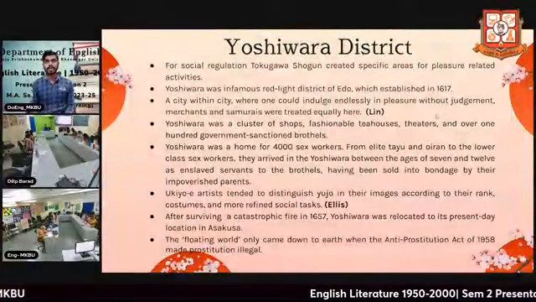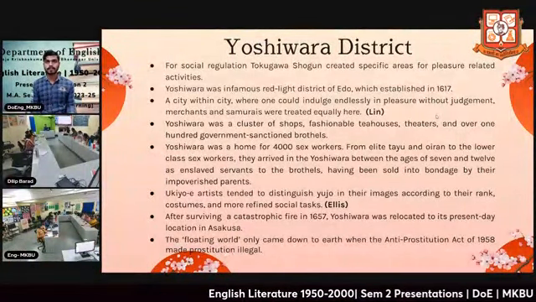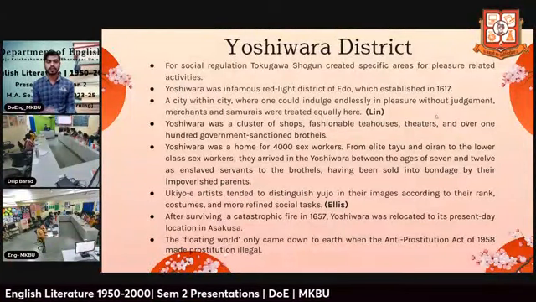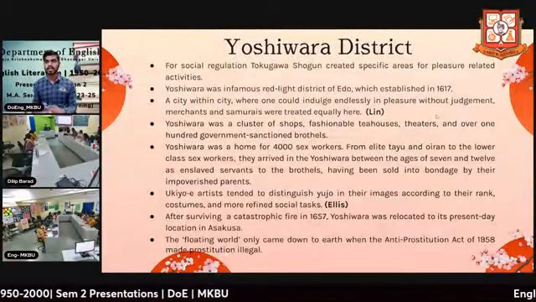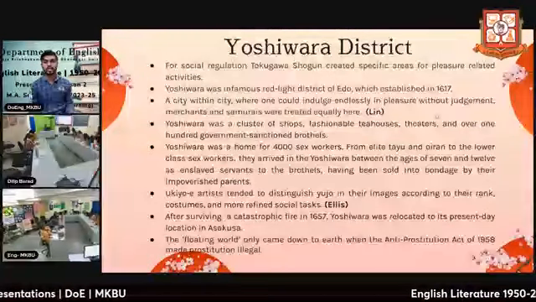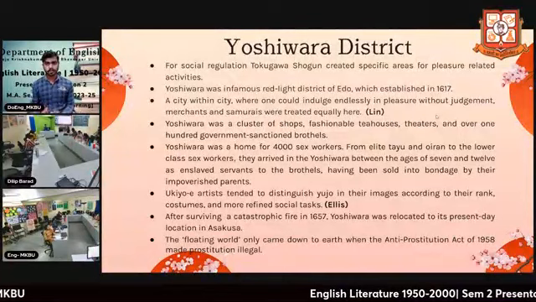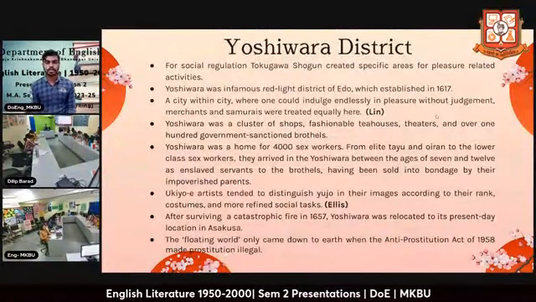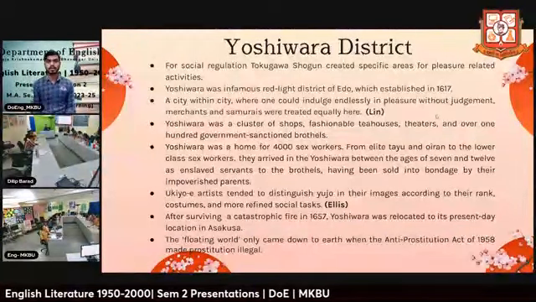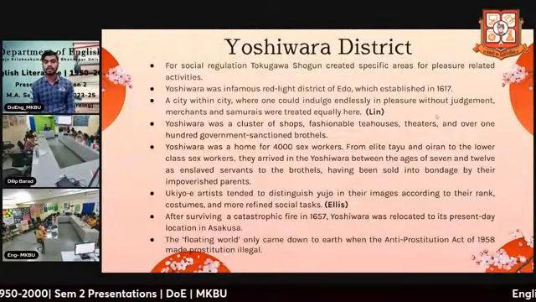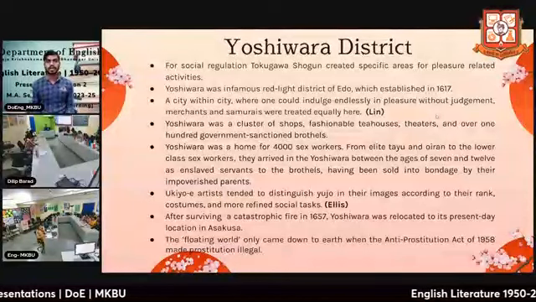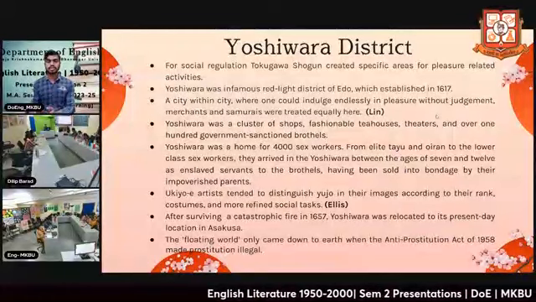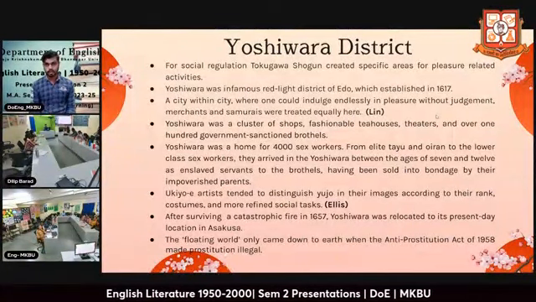We can draw a parallel with modern day clubhouses and pubs as well, because Yoshiwara was a cluster of shops. Everything was available for the pleasure of the merchant class people, like being in a game zone or that kind of thing. And Yoshiwara housed countless sex workers, and there was also a hierarchy in that as well, from the Tayu to the Oiran, and the lower class sex workers were also there.